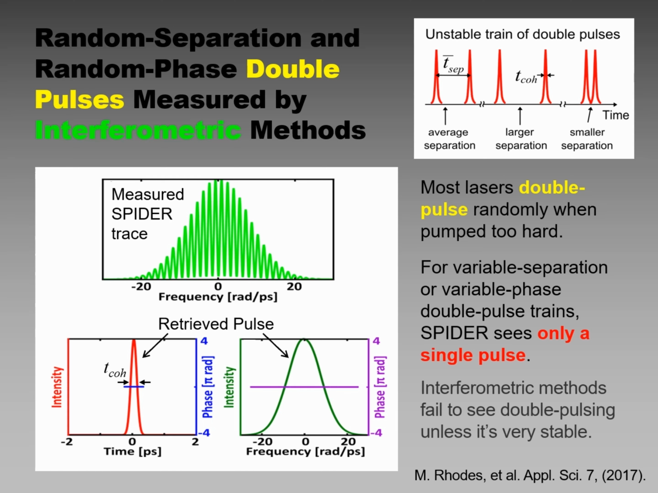In general, interferometric methods measure only the coherent artifact and fail to see double pulsing unless it's very stable. So pulse measurement isn't as easy as people first thought. You can easily mess up, so it's important to be very careful.